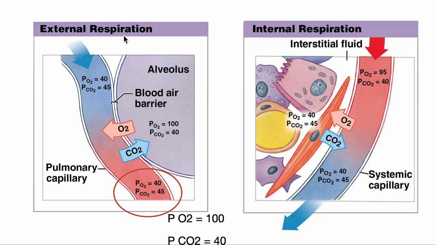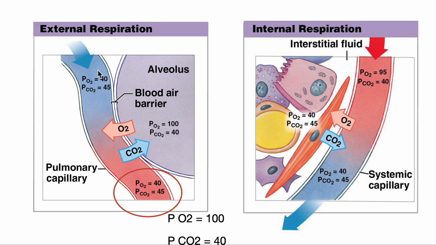So what we're seeing here, for example, in external respiration, we have deoxygenated blood coming from the right side of the heart into the lungs, right? So the partial pressure of oxygen is pretty low because it's deoxygenated. So it's here at 40. And the partial pressure of CO2 is a little high because we've picked up carbon dioxide. So it's sitting at about 45.